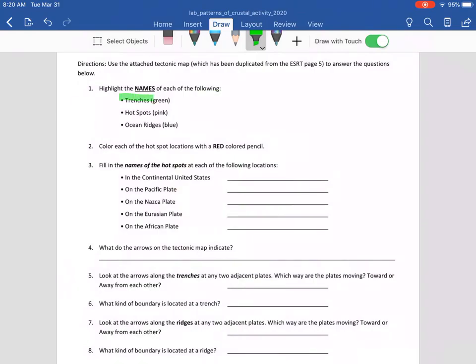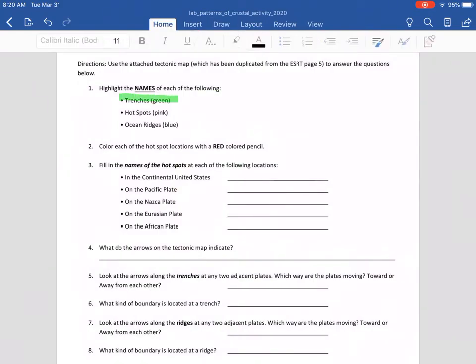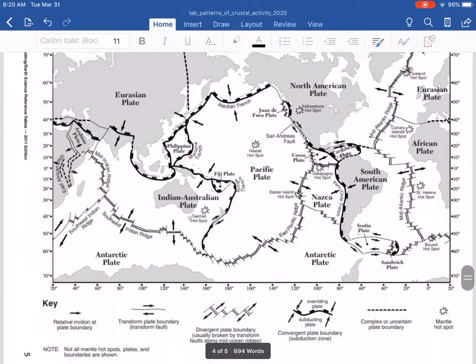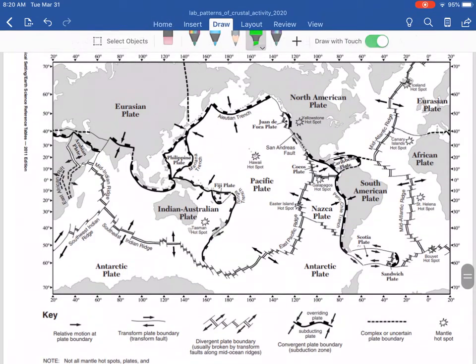Once the trenches are in green, I'm going to come down here and find all the things that say trench on them. There's the Aleutian Trench up here. That's where all those volcanoes were. Right, those islands, the Aleutian Islands, are found there at the Aleutian Trench.